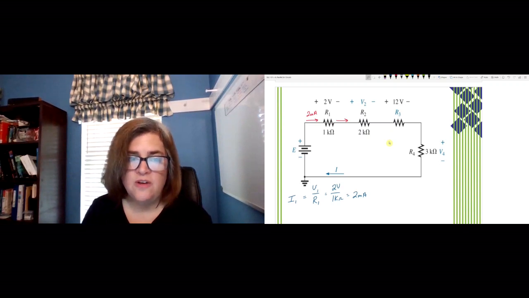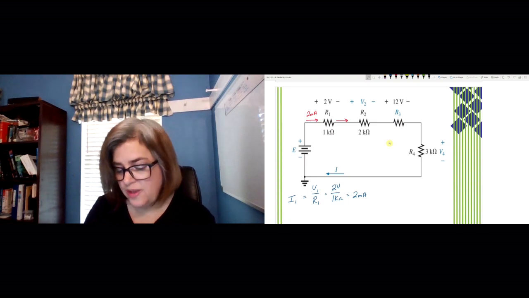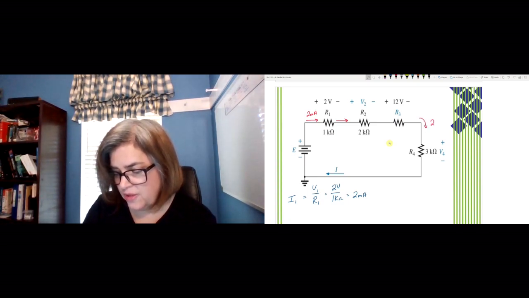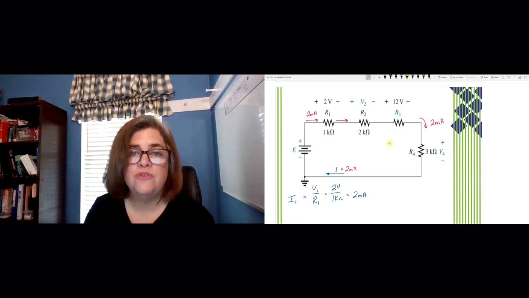Now, all of these resistors are in series with each other, and they're in series with our voltage source. So that means that we have the same current throughout the circuit. So that same 2 milliamps would be over here, it would be here, and that's what's coming from the source.